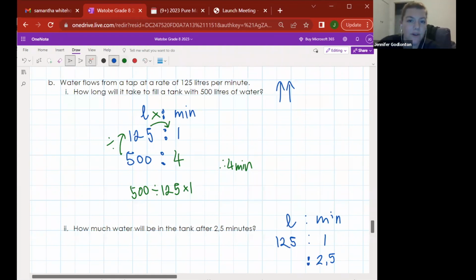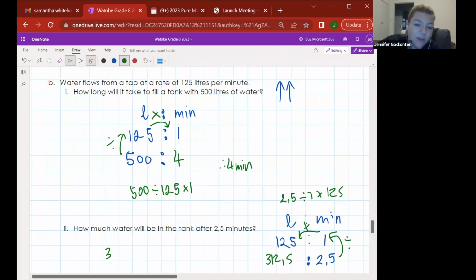Great answers coming through. Again, we're going to do the same. We're going to divide up and times over. So we're going to say 2.5 divided by 1, which we don't really have to do because anything divided by 1 is itself, times 125. And that gives us the beautiful answer of 312,5 liters. And some of your teachers are quite specific and they want you to write a sentence. So you would need to say there will be 312,5 liters of water in the tank. But mostly you can just write the answer.